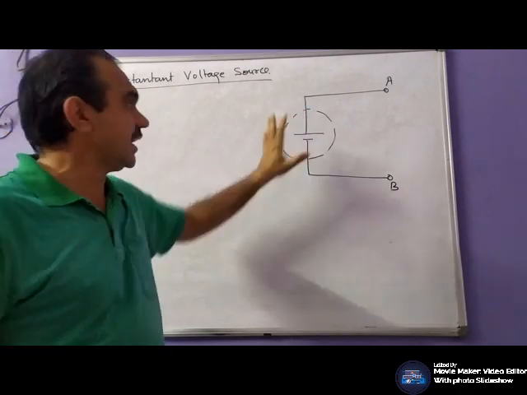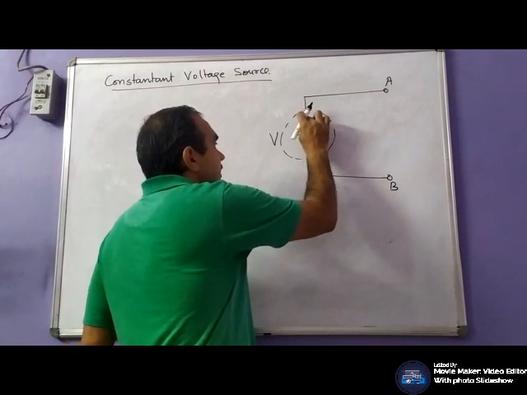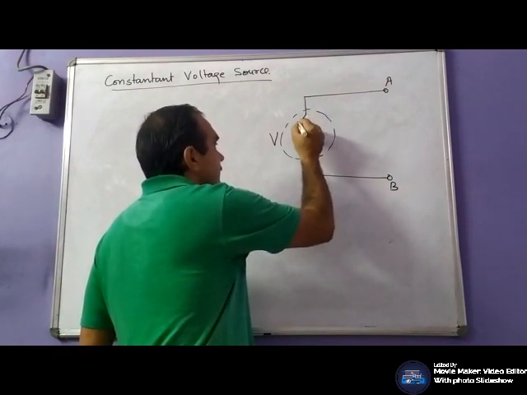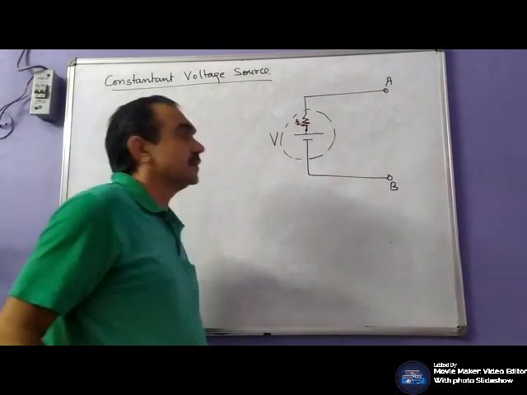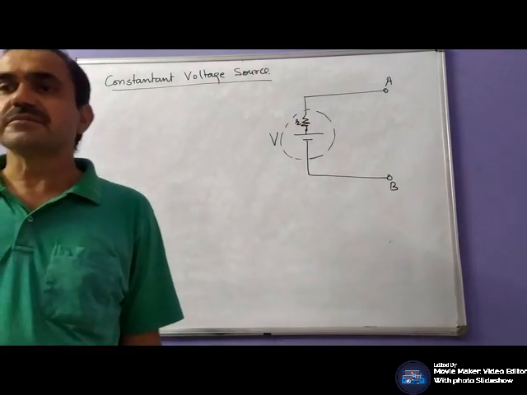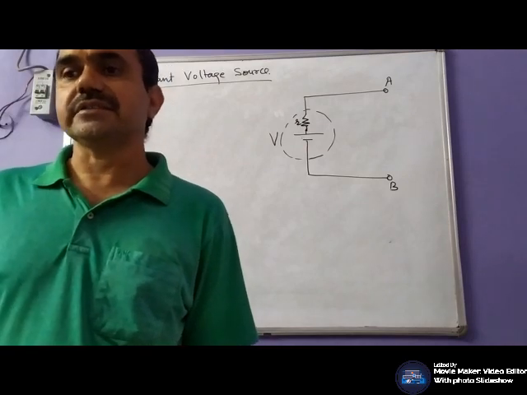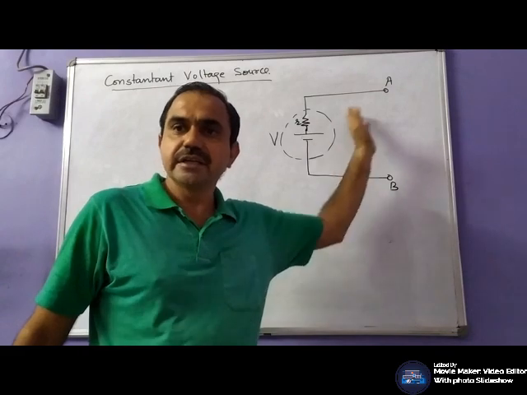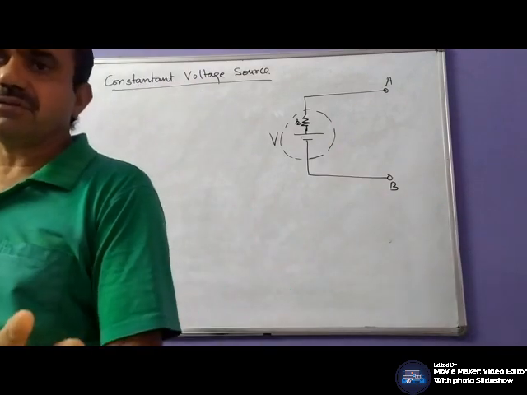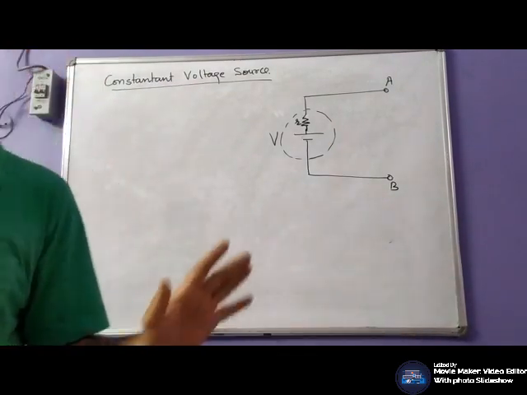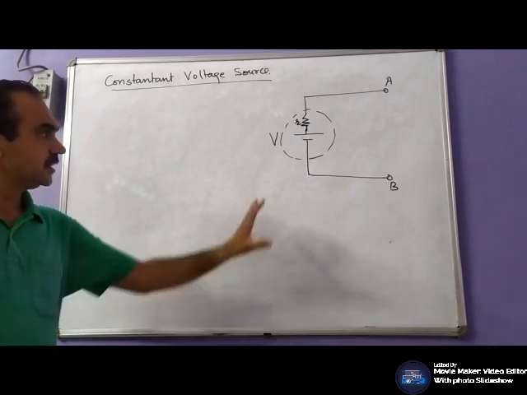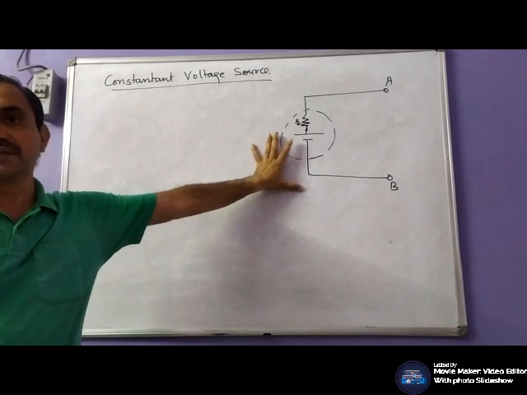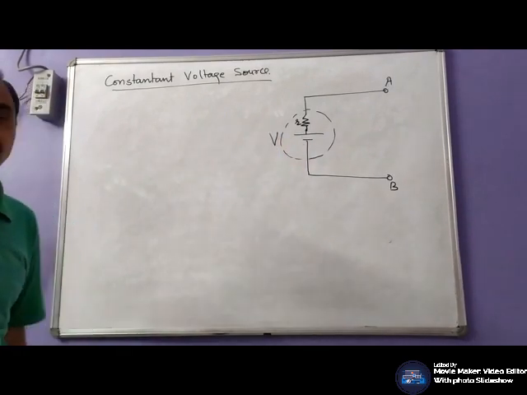So this constant voltage source is represented with a small internal resistance, so that if it is short circuited, a finite current would flow through the circuit. So this is the constant voltage source. Then what is the constant current source?